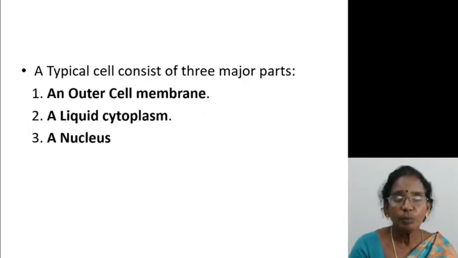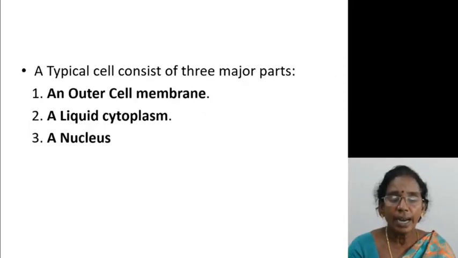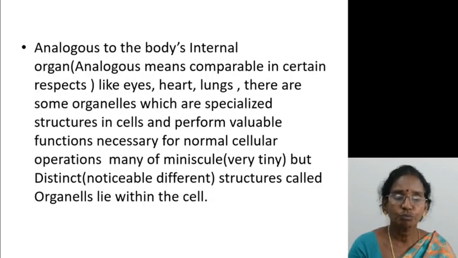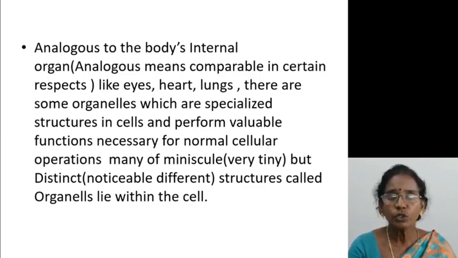What are the three major parts present in the cell? An outer membrane, a liquid cytoplasm, a nucleus. Analogous to the body's internal organs. Analogous means comparable in certain respects. Analogous to the body's internal organs like eyes, heart, lungs, there are some organelles, which are specialized structures in cells, that perform valuable functions necessary for the normal cellular operations.